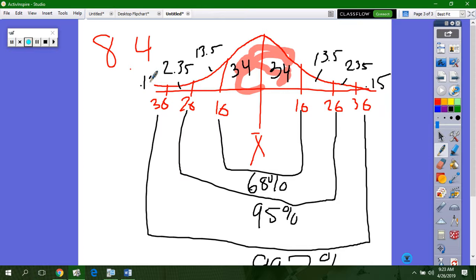Now, how is that useful? Well, there's a couple ways that we could use this data. Okay, I'm going to go ahead and give you an example.